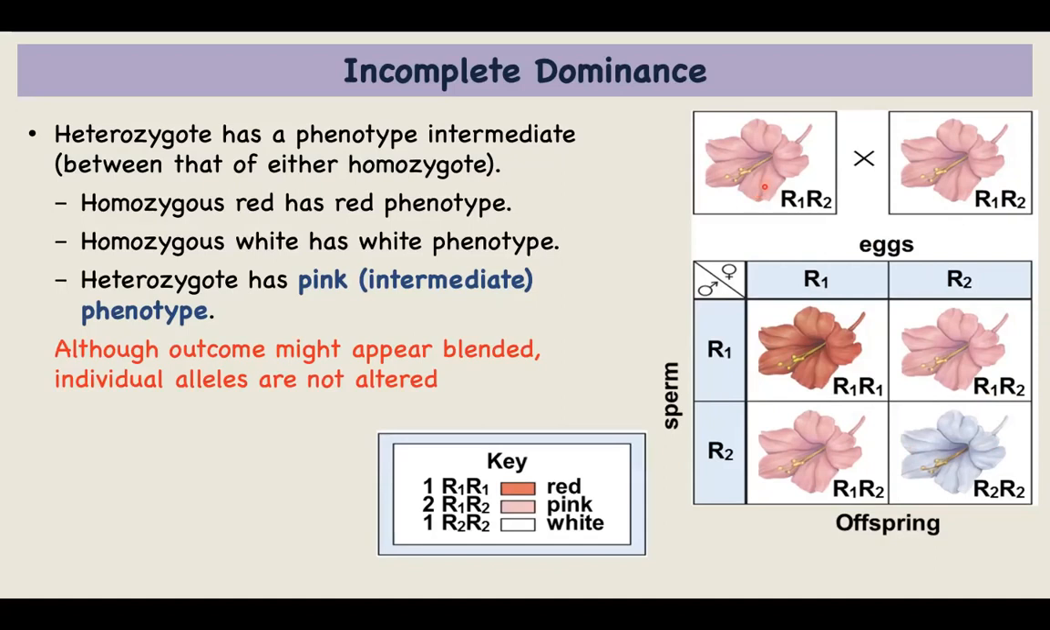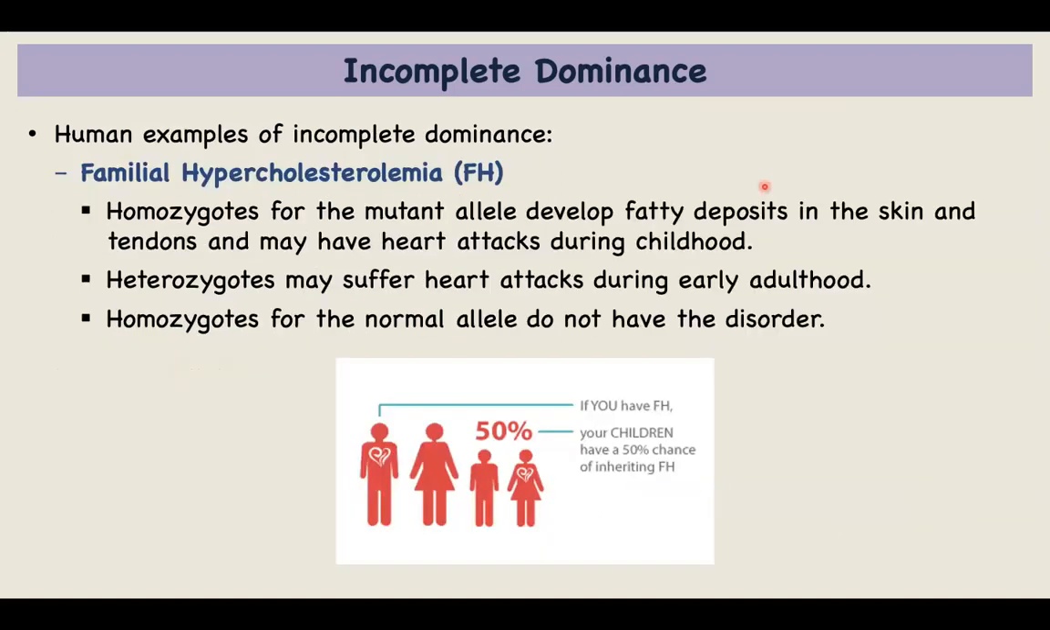Still ada. Okay, kalau dalam human pula, an example is the FH disease, which is the familial hypercholesterolemia. Yang ni is the build up of cholesterol in the blood vessel. Tapi at an early age. Okay, kalau homozygote, maksudnya you memang ada the disease and may have heart attack dah during your childhood. Maksudnya you dah kecil-kecil, you dah ada high level of cholesterol in your blood vessel. Okay, this is the FH disease. Kalau homozygous, you memang ada that disease.